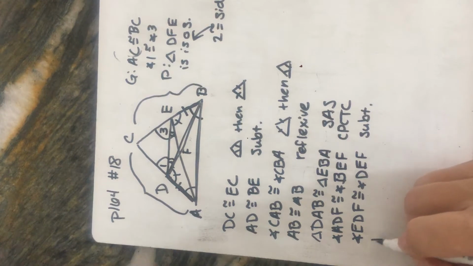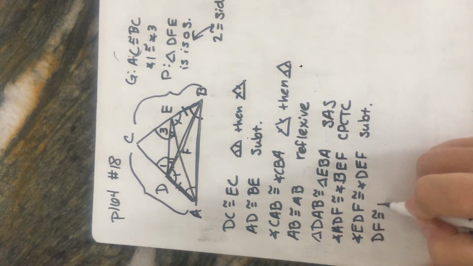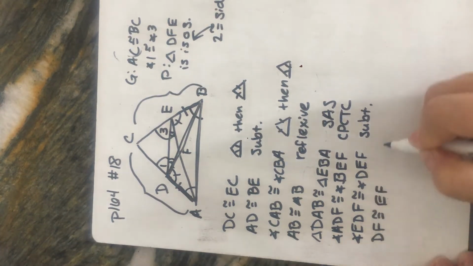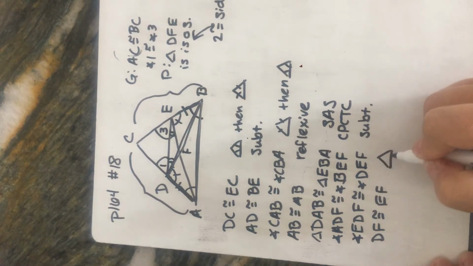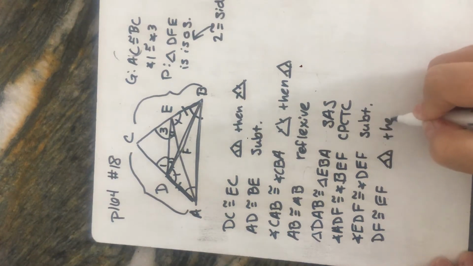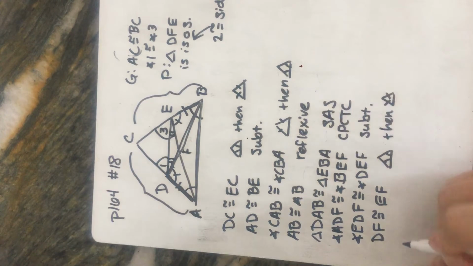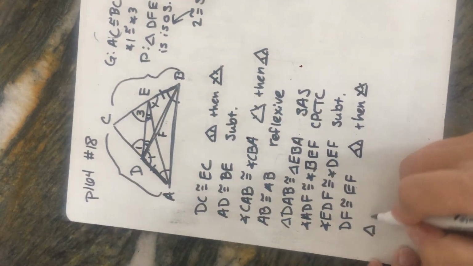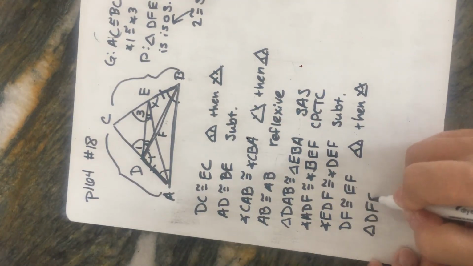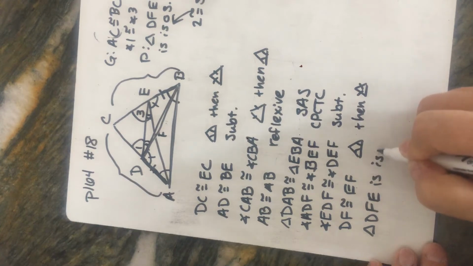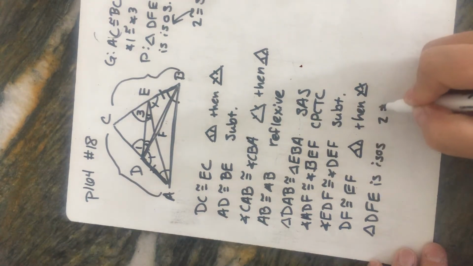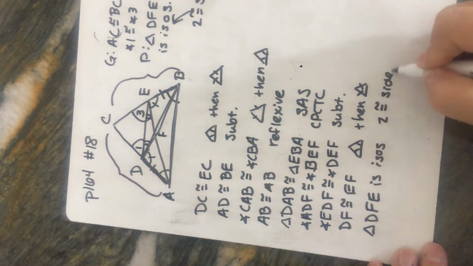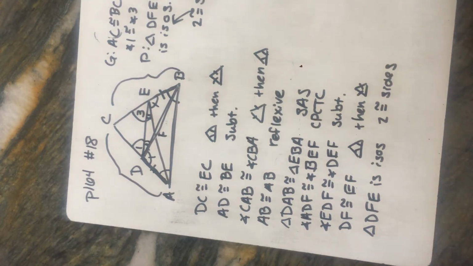And so DF is congruent to EF because if the base angles are congruent, then the sides are congruent. So triangle DFE is isosceles since it has two congruent sides. All right, so that was number 18.